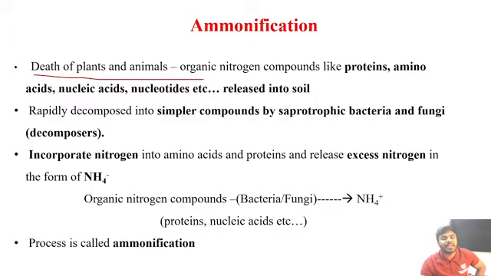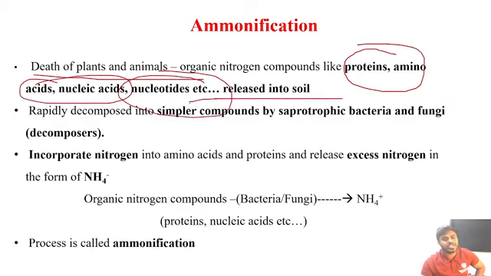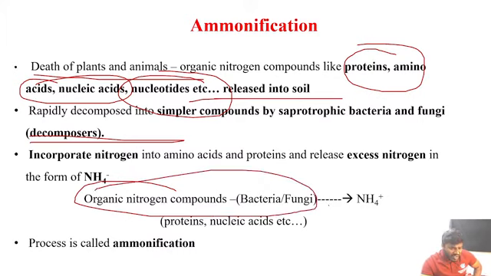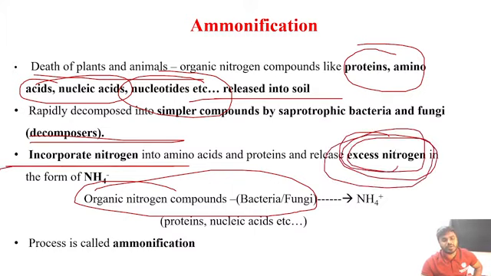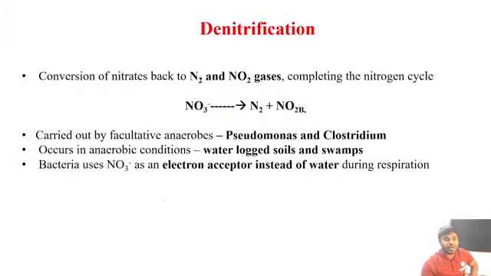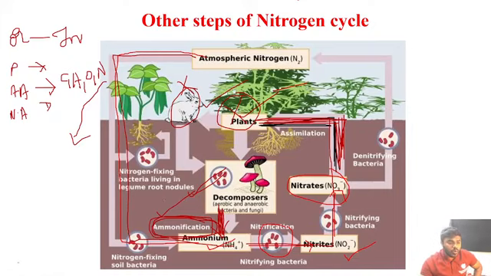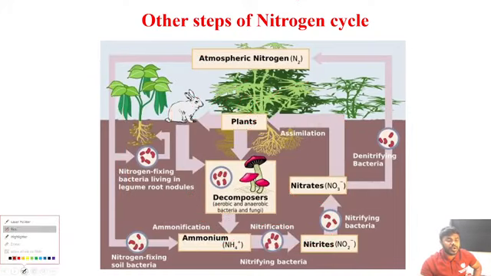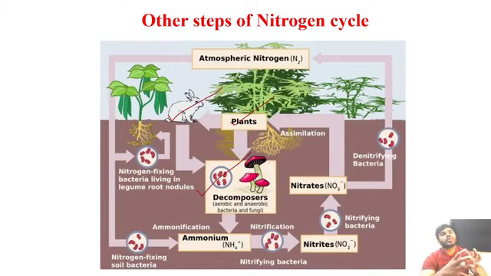Everyone look into this. Death of plants and animals. Once the death occurred, all the organic compounds like protein, amino acids, nucleic acids, nucleotides are released into the soil. What happens now? The decomposers break down all these organic compounds into inorganic. Now they will use that nitrogen and they will fix that excess nitrogen in the form of ammonia. This is what we call, my friends, ammonification. Now you try to understand: plants benefited, animals benefited, decomposers also get benefited.